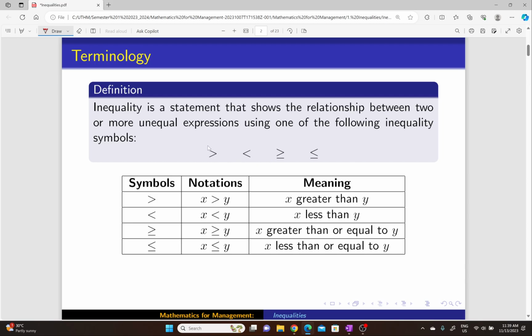Just to remember this, we put a line here and it becomes big. So greater than, we put a line here, it becomes s, small, less than, something like that. You can remember whichever way you want. So if I put x greater than y, it means x is bigger than y. This is how we pronounce x less than y, x greater than or equal to y, x less than or equal to y. So we can have a look at this.